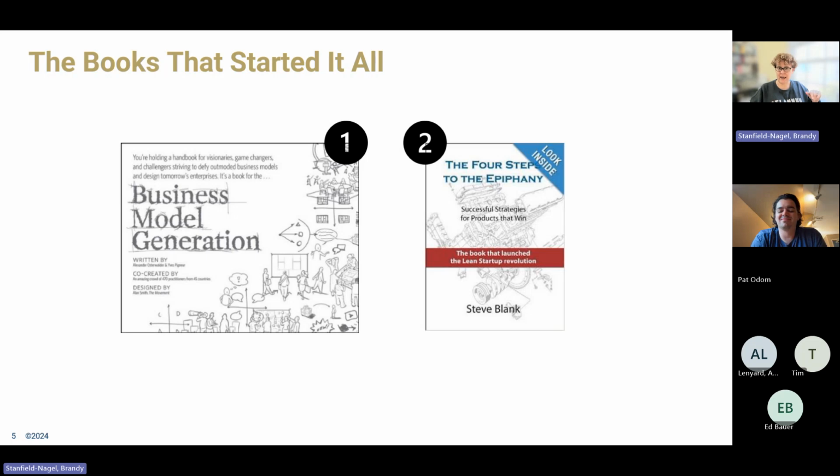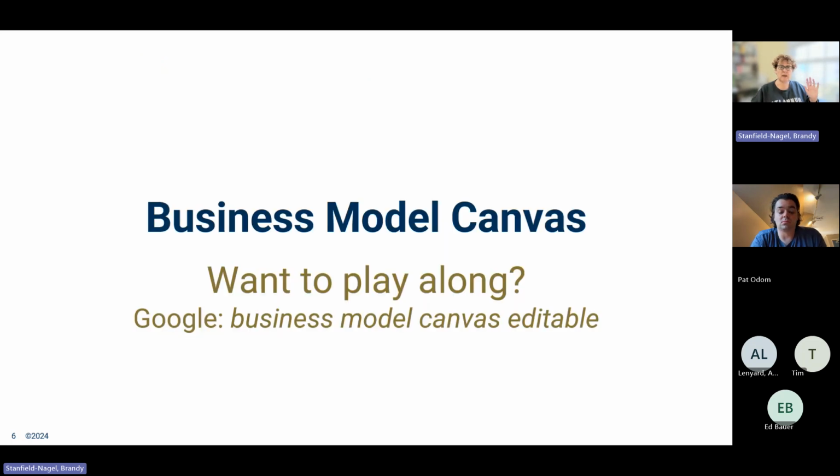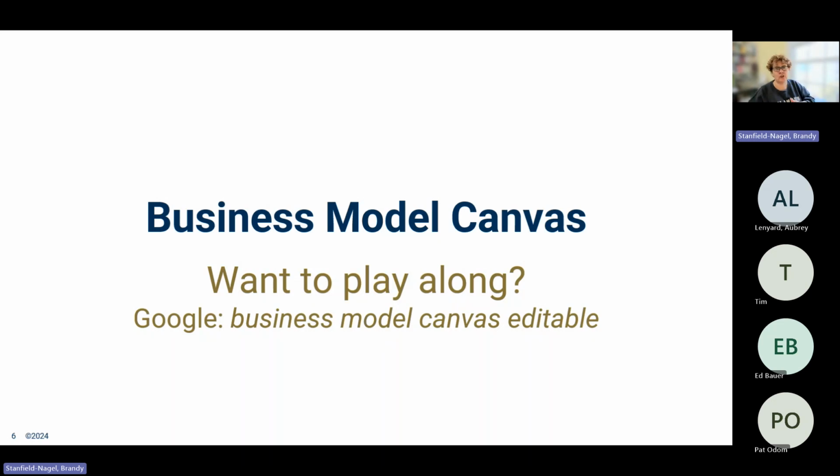It is available on Amazon. You can buy it new or used, and you can actually find it in different languages also, which for some people can be really helpful. If you would like to fill in your business model canvas right now, then take a moment and Google business model canvas and then add the word editable. And you'll see a bunch of different versions: Word, PowerPoint, Canva, Miro, lots of different ways that you can fill in the business model canvas.